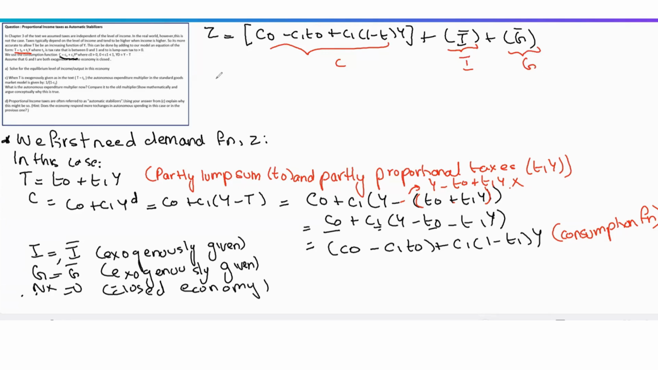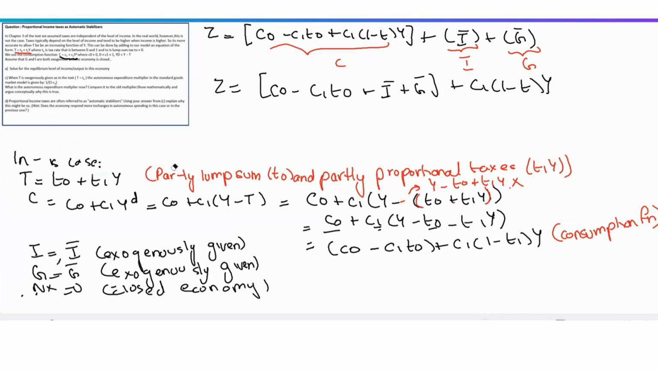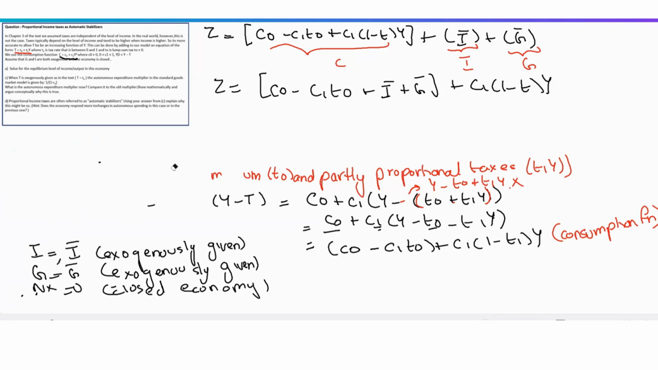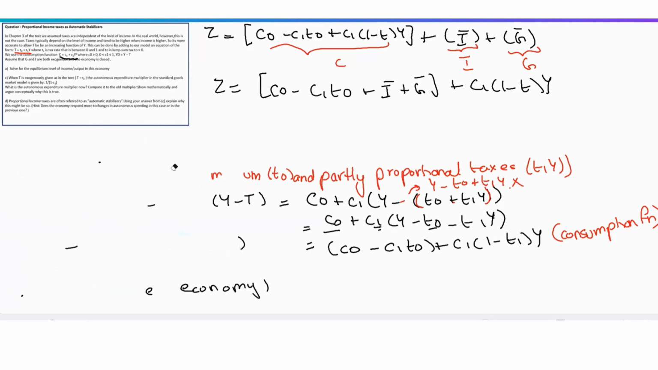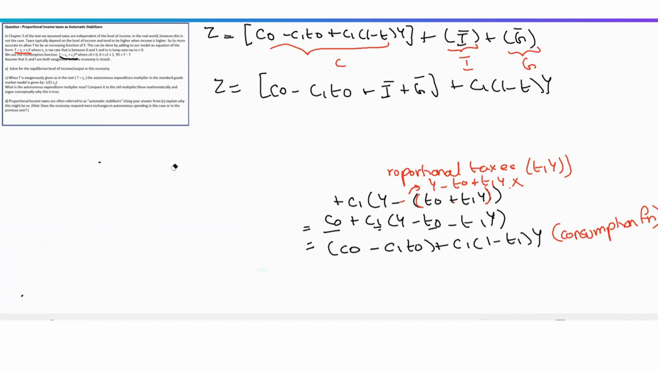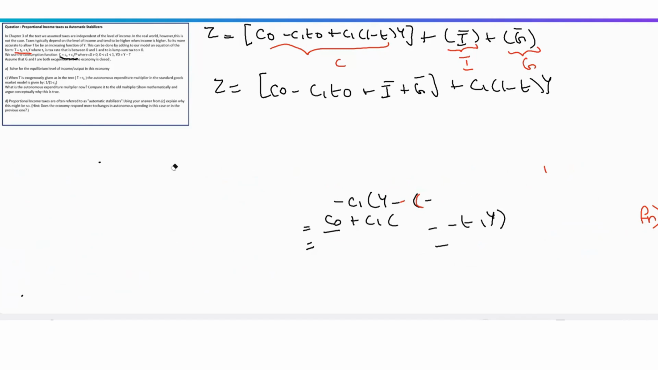Now let's simplify this a bit. We'll combine terms that don't depend upon y and terms that do depend upon y. Terms that don't depend upon y include C naught minus C1 T naught plus I bar plus G bar, and then we add C1 (1 minus T1) y. The component that does not depend upon y is known as autonomous spending. Autonomous spending is the part of demand that does not depend upon output or income y, in other words, demand when y is equal to 0. The part that does depend upon y is known as induced spending.